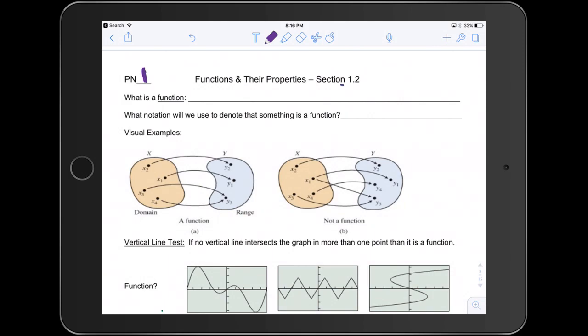Notice this isn't 1.1 in the textbook. We do not cover the textbook from cover to cover. We actually are aligned to the Common Core and aligned to the UW system. So just keep track of how those section numbers change as we go.